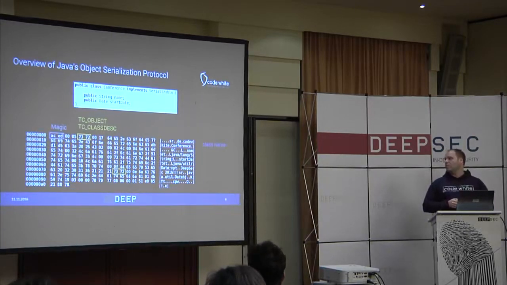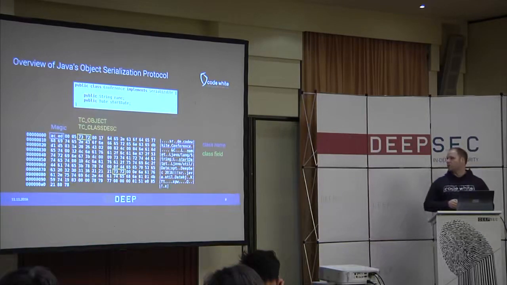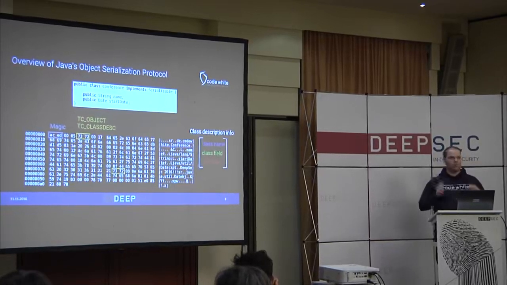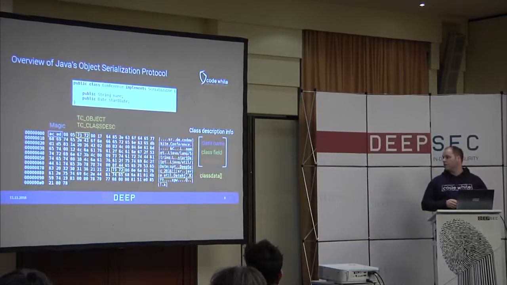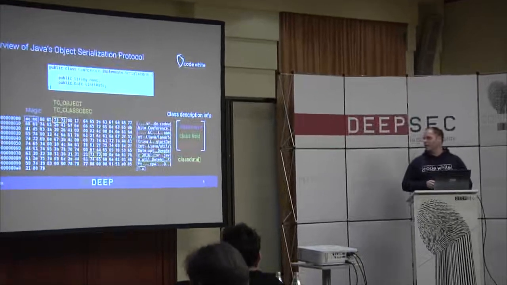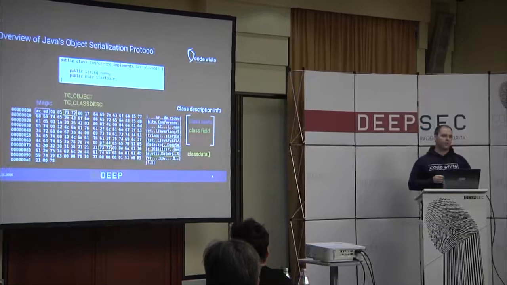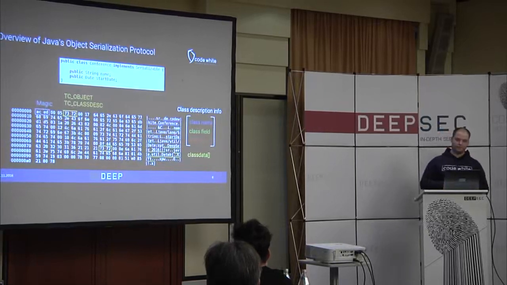In our case, the class name is de.codewhite.Conference. It has two fields, name and start date. Name is of type string and start date is of type date, and all together they form the class description info. Then we get the values in a class data array. The first value will be of type string, DeepSec, and the next one will be of type date, represented as a long, which is 8 bytes in Java. And that's it. It's a serialized object.